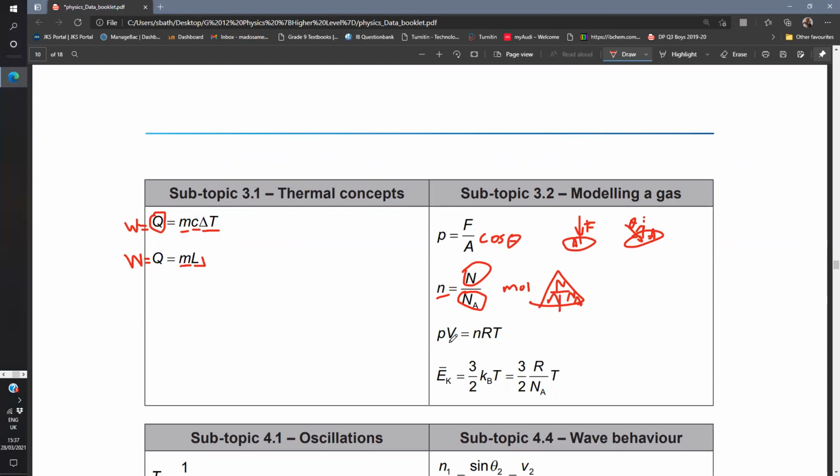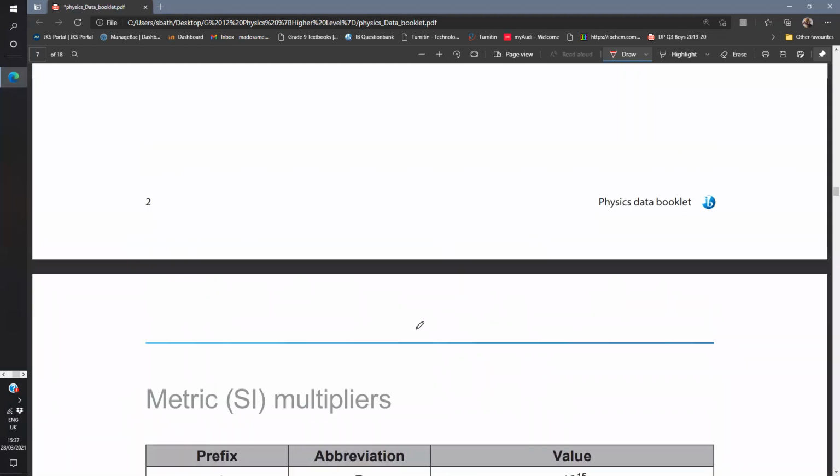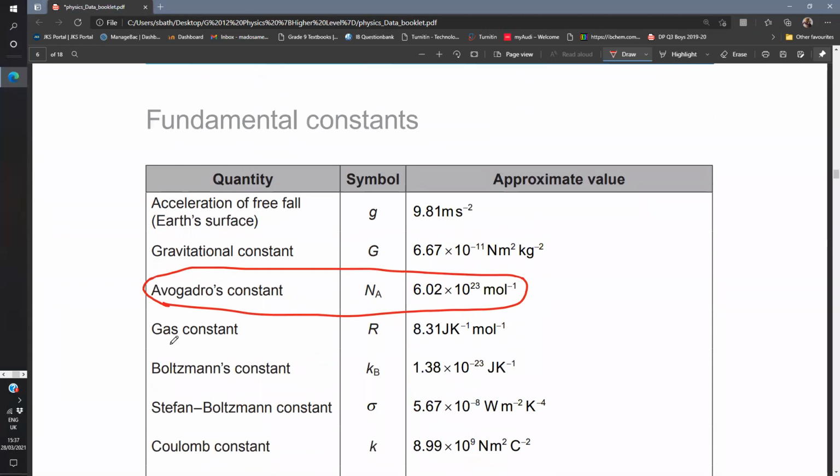That's basically how you do that. And now we move on to PV is equal to nRT. So P, pressure, times volume is equal to n, number of moles, times R. R is also a constant. I'll show you right now. R is the gas constant.